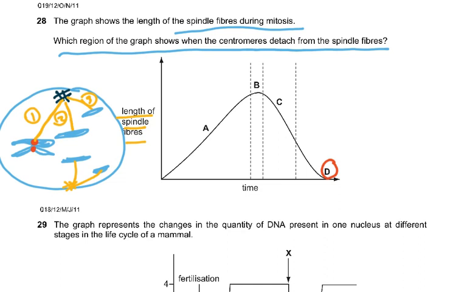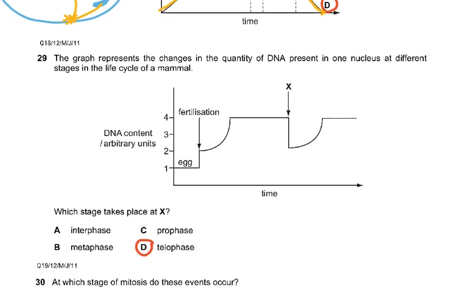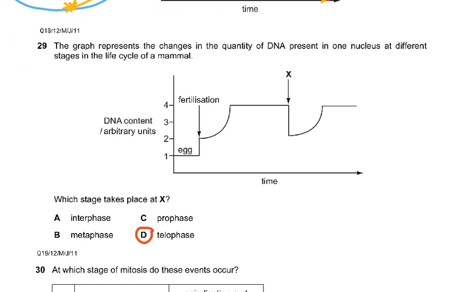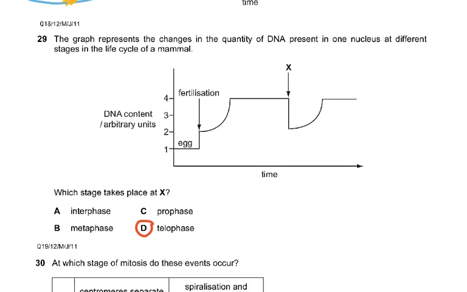First of all, the length of the spindle fiber is increasing. So this was the time. And then it is decreasing. And so it would be the D part of it, when the centromeres detach from the spindle. And that's why they have now moved to the poles, and then the new nuclear membranes will reform.